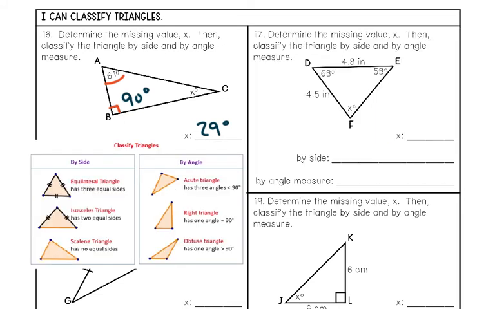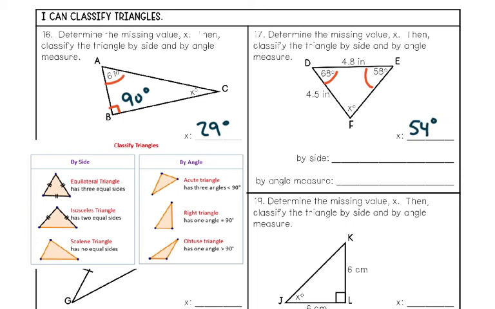Let's look at 17. It says start by determining the missing value of X. X is an angle, and I have two of them. So I know that in total, I need 180 degrees. So I'm going to do 180 minus the two that I have. That leaves me with 54 degrees. So that's the measure of the missing angle.